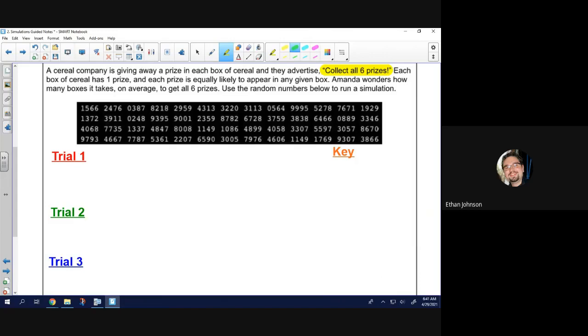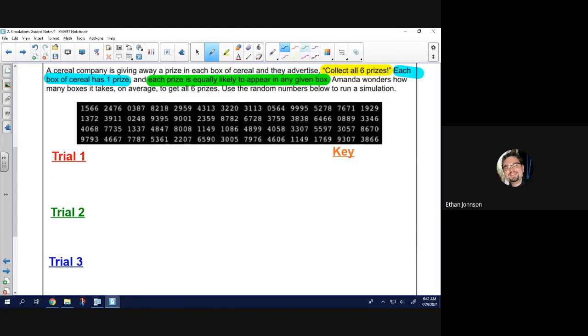Now, in order to figure out if we can do a simulation, well, obviously we can because we're doing it. But in the problem, it says each prize is equally likely to appear in any given box. And it also says each box of cereal has 1 prize. So we know no matter what, each box has a prize, and we have an equal shot at getting each prize.